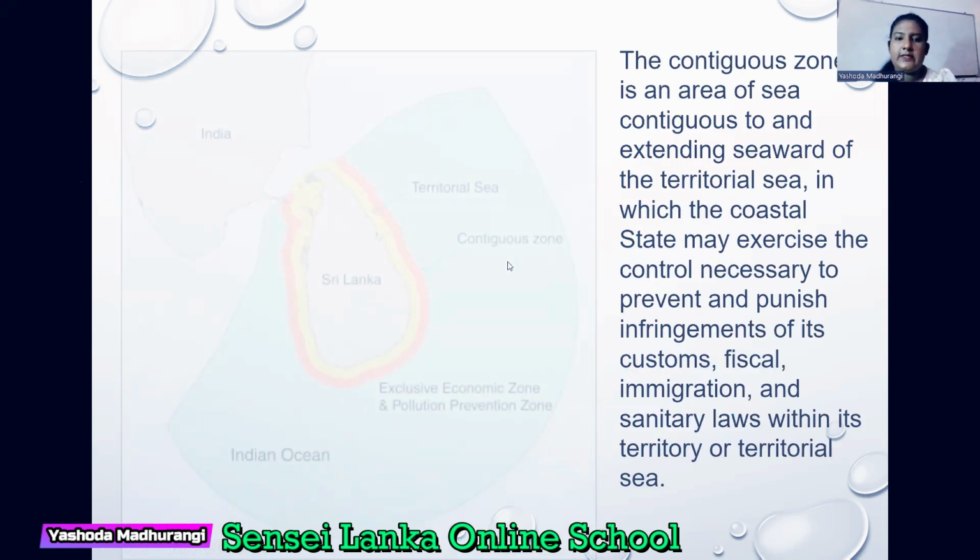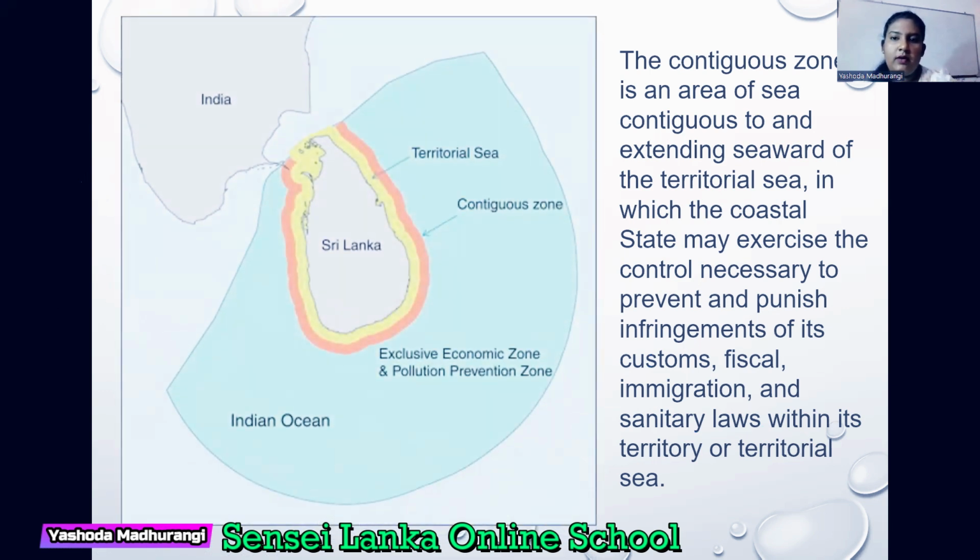Now we are coming to this one. Contiguous zone. What is it? Contiguous zone is an area of sea contiguous to and extending seaward the territorial sea, in which the coastal state may exercise the control necessary to prevent and punish infringements of its customs, fiscal, immigration, and sanitary laws within its territory or territorial sea.